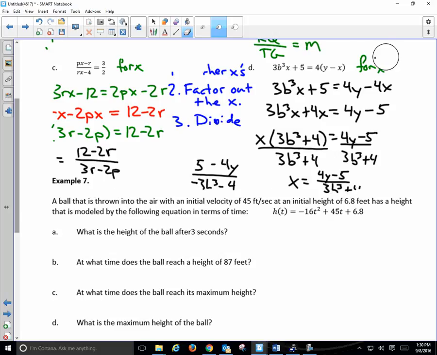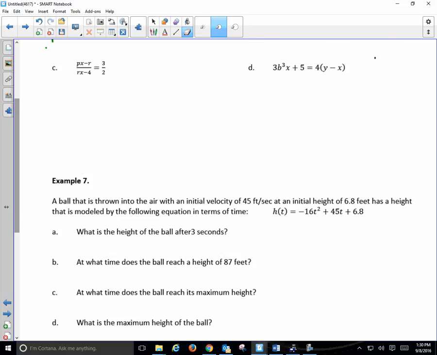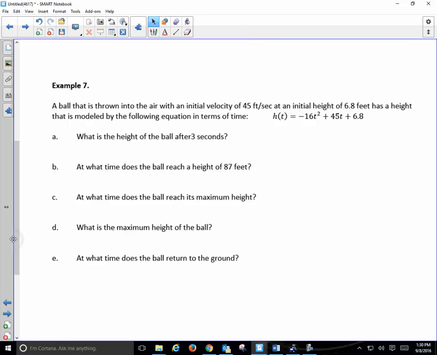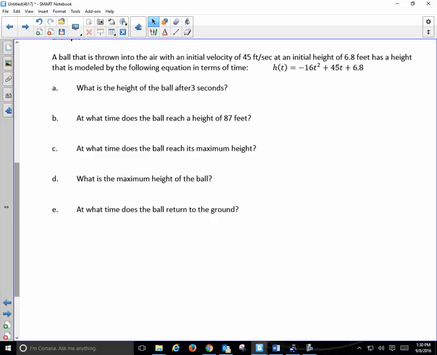Last example. A ball that is thrown into the air with an initial velocity of 45 feet per second and an initial height of 6.8 feet has a height that is modeled by the following equation in terms of time. So if you want to know the height, you take negative 16 times the amount of time it's been in the air squared plus 45 times the amount of time plus 6.8.